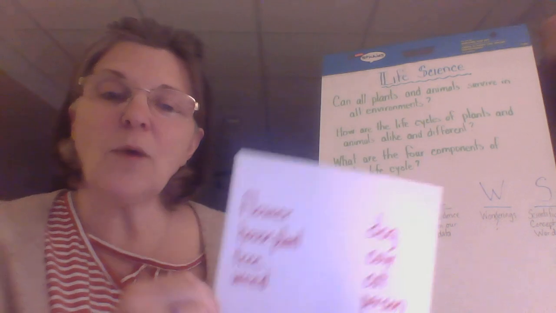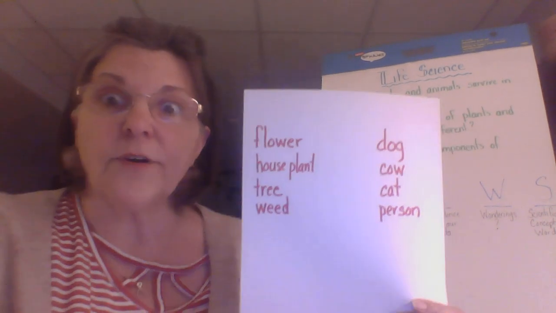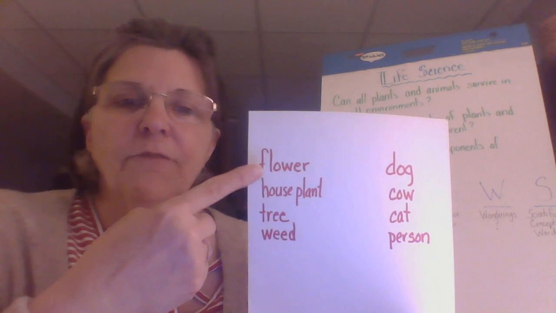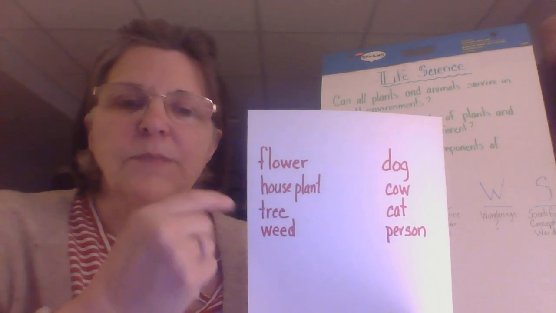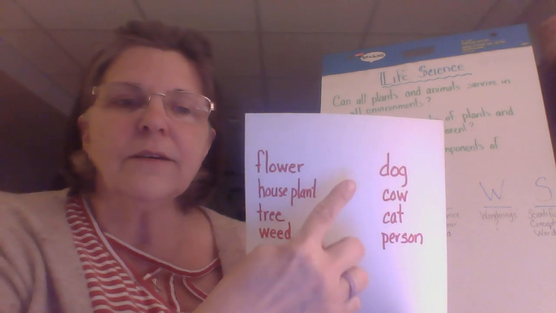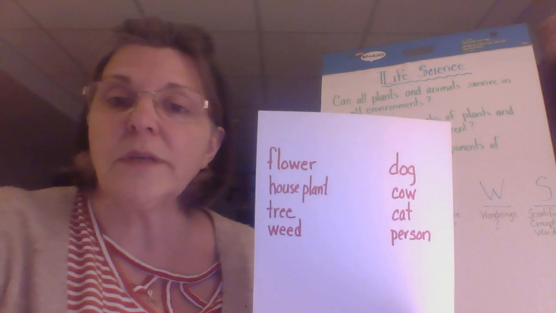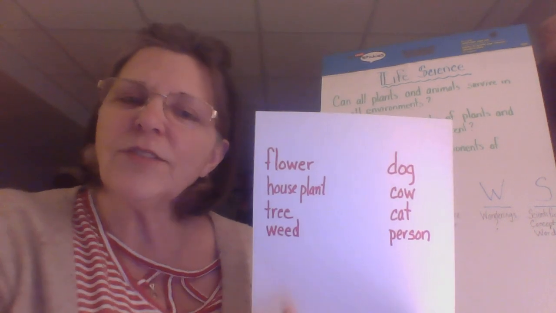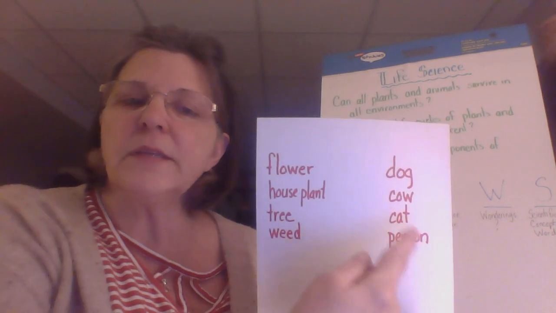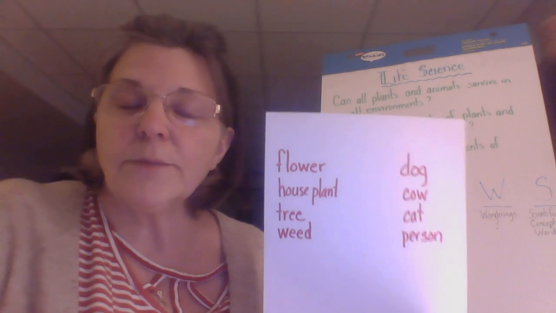So welcome back. While you were gone, I made a list of my living things that I thought of very quickly. Flower, houseplant, tree, a weed, a dog, a cow, a cat, and a person. Can you think about why I put these words in the 2 columns that I put them in?